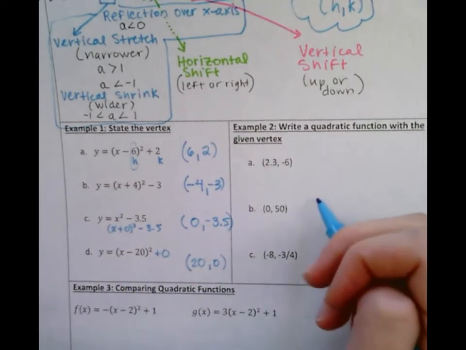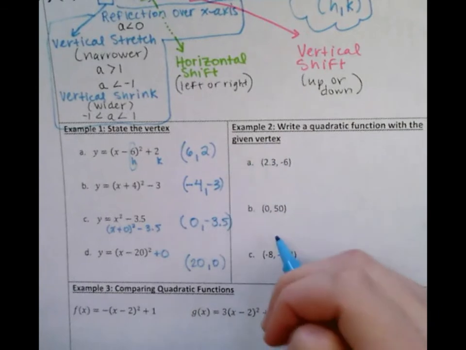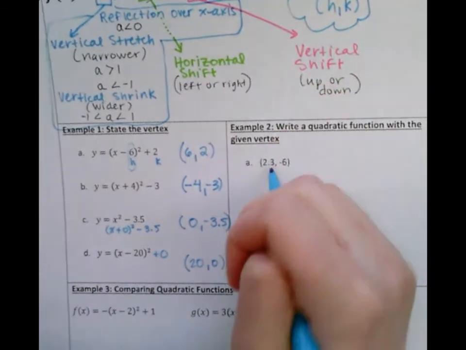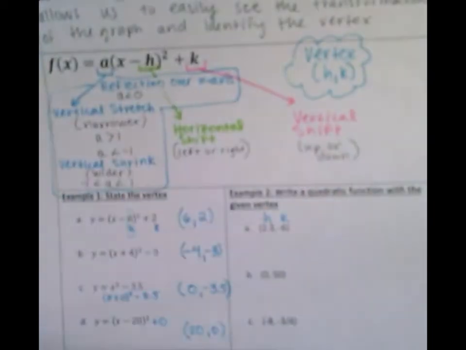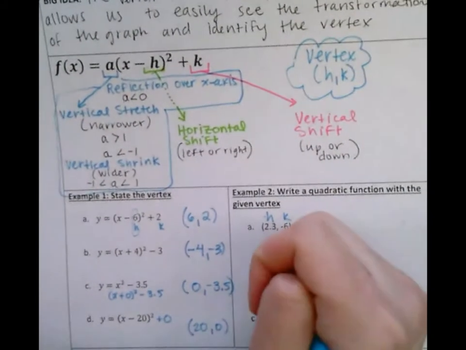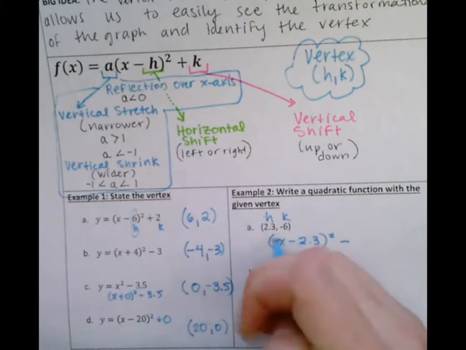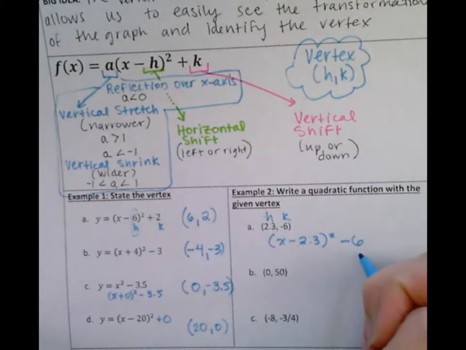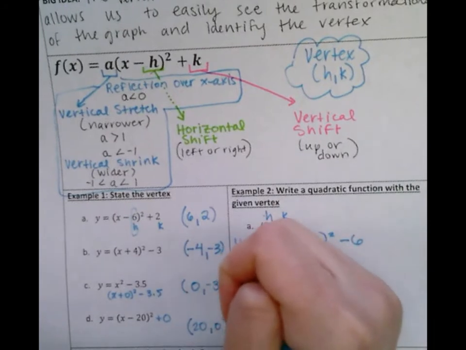So now for example 2, it says write a quadratic function with the given vertex. Now it's kind of like we're working backwards here, and we're plugging in an h and a k into our vertex form formula. Okay, so the idea would be I should do x minus 2.3 squared. So I switched the sign of what I saw for h, and then for k, I'm just keeping the sign the same. Now, because this is a function, I need to have y equals.